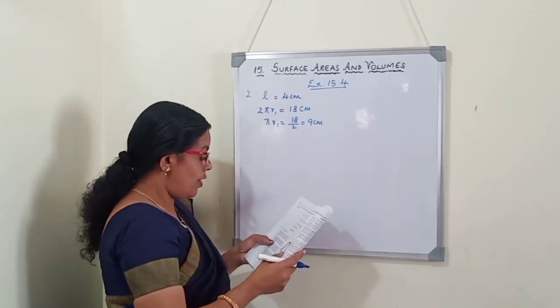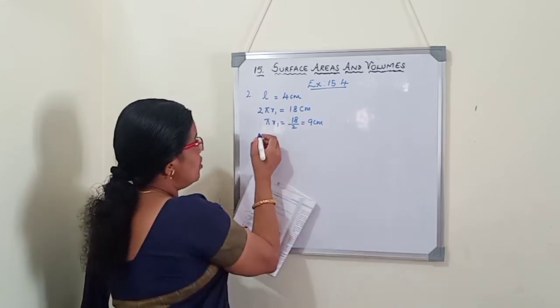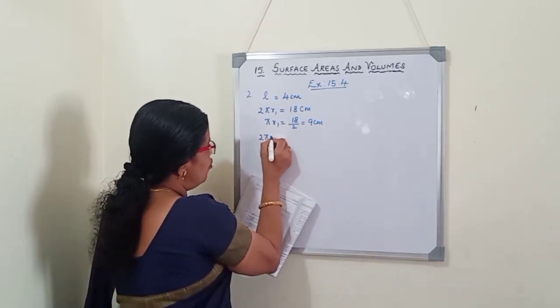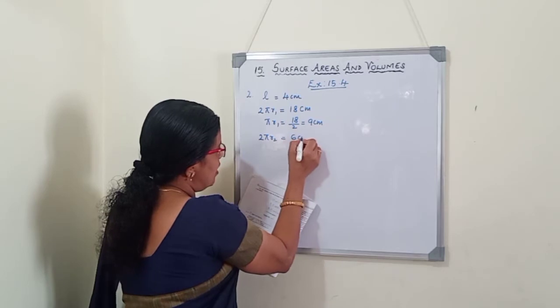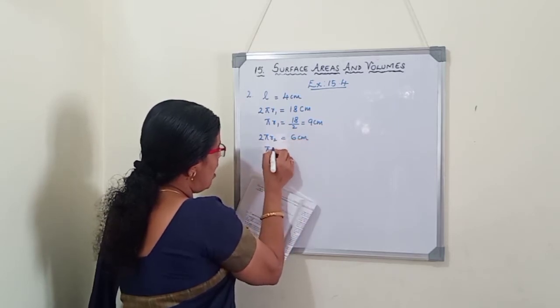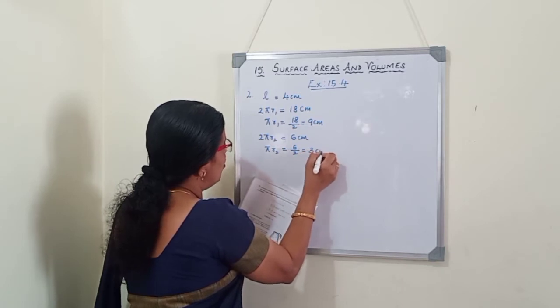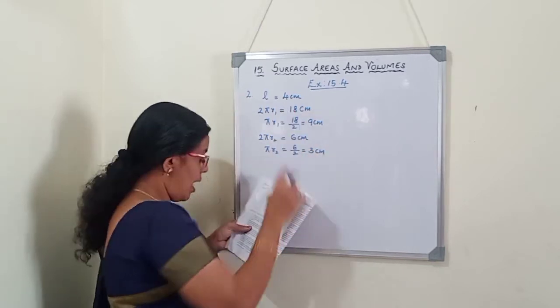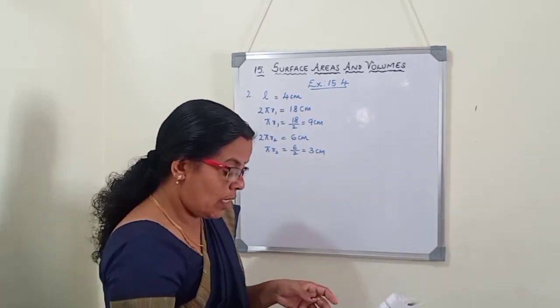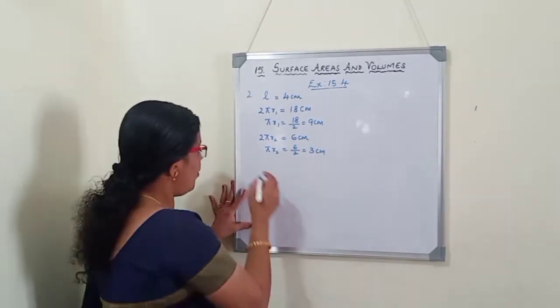Now next circumference is 6 centimeter. So smaller circumference we will write it as 2 pi r2. It is 6 centimeter. Therefore pi r2 is equal to 6 by 2, 3 centimeter. So we got pi r1, pi r2, slant height. We want to find the CSA of the frustum of a cone.